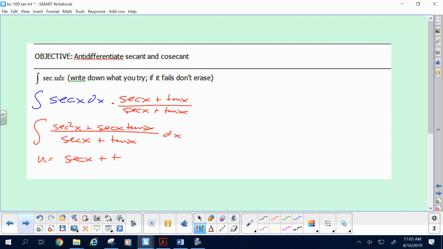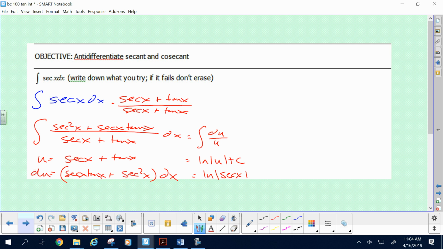Secant plus tangent. When you take du then, the derivative of secant is secant tangent, and the derivative of tangent is secant squared dx, and although it's in the wrong order, that's okay because it's a sum. So it's du over u. When you anti-differentiate, that's natural log of the absolute value of u plus c. And then subbing back, it's the log of secant plus tangent.